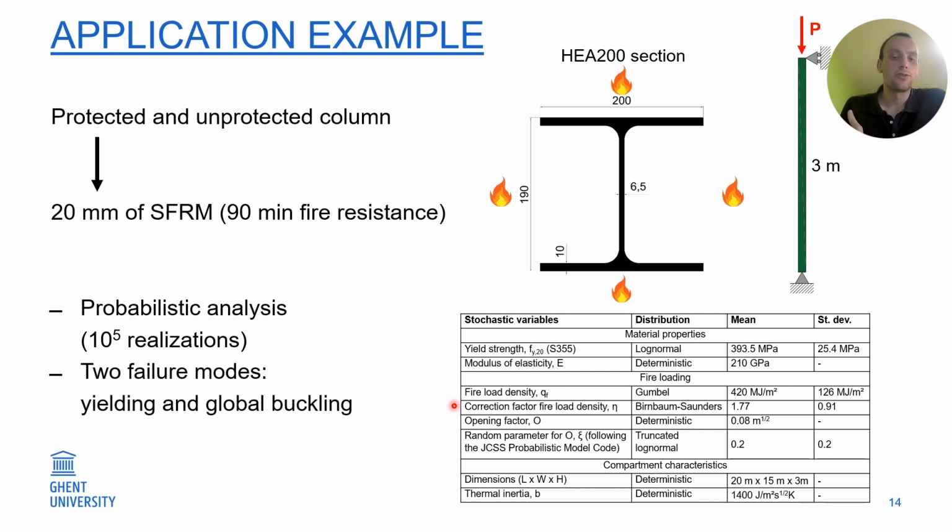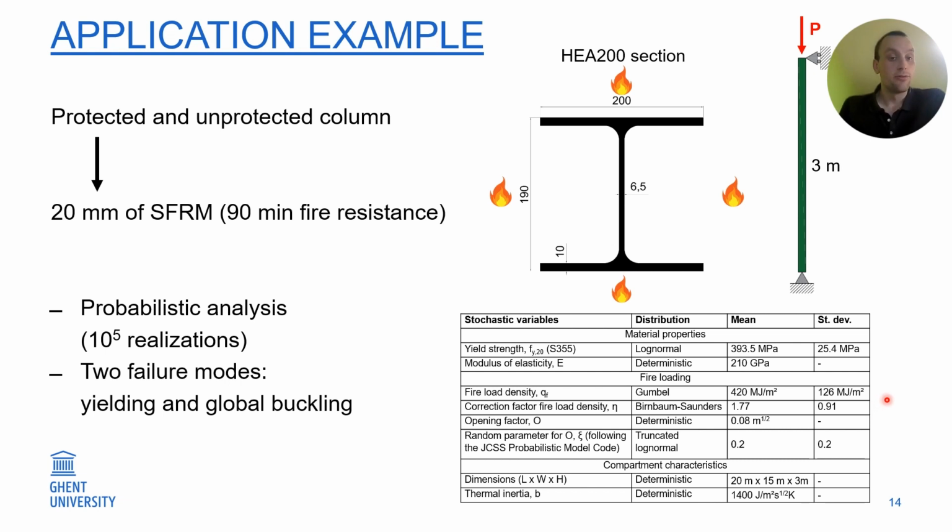But now we also have a correction factor for the fire load density, the Birnbaum-Sanders model, with a mean value of 1.77 and a standard deviation of 0.91. And this, of course, corresponds to the combined data set for the protected and unprotected sections.